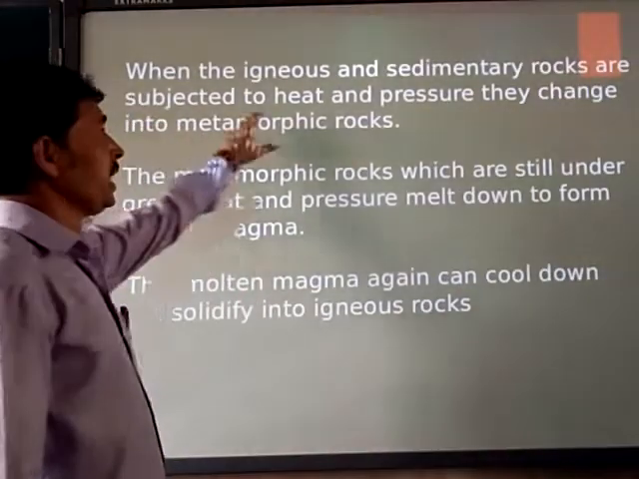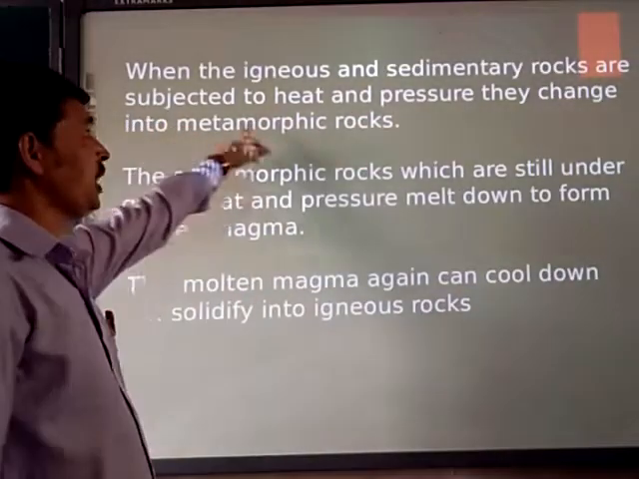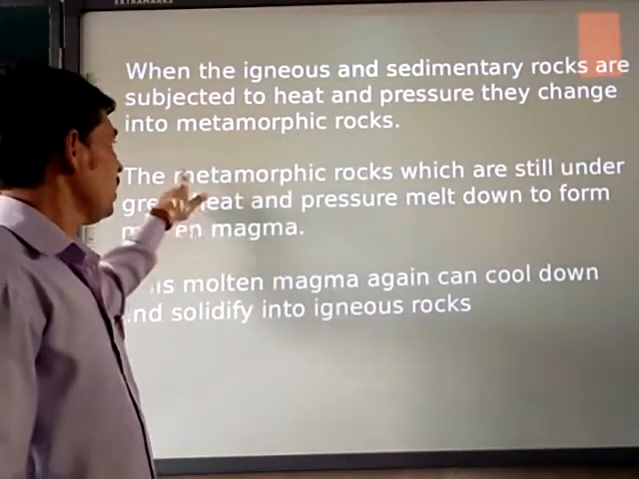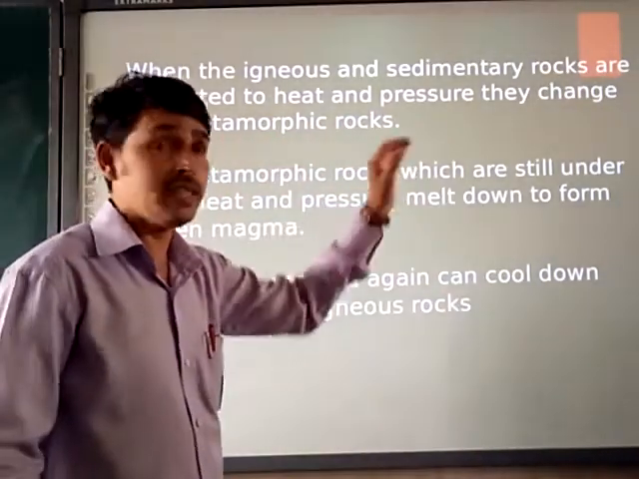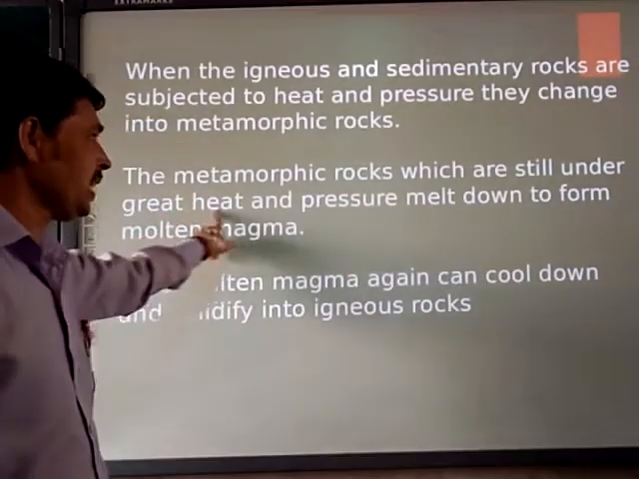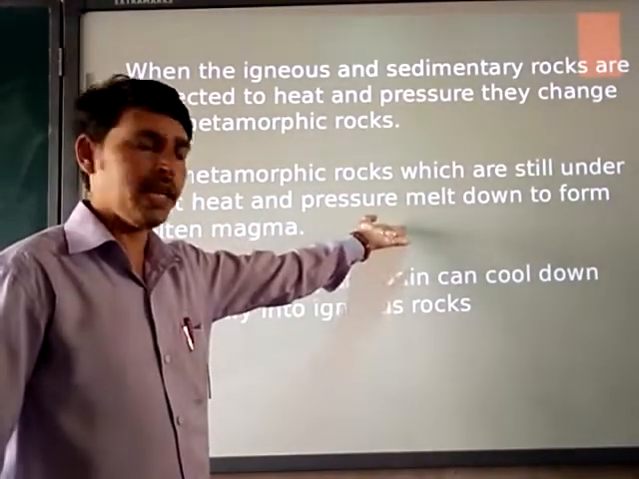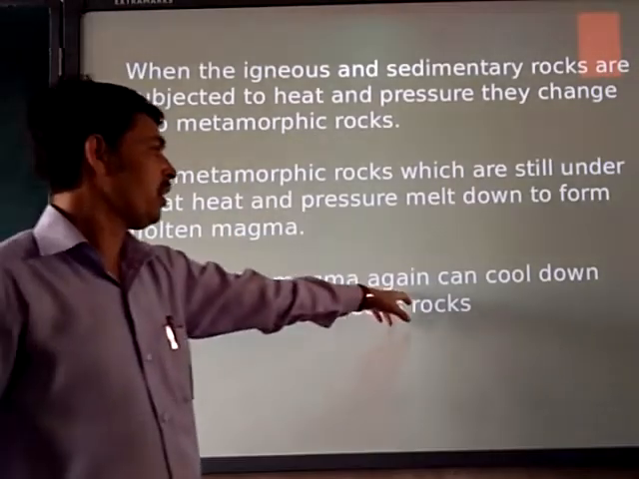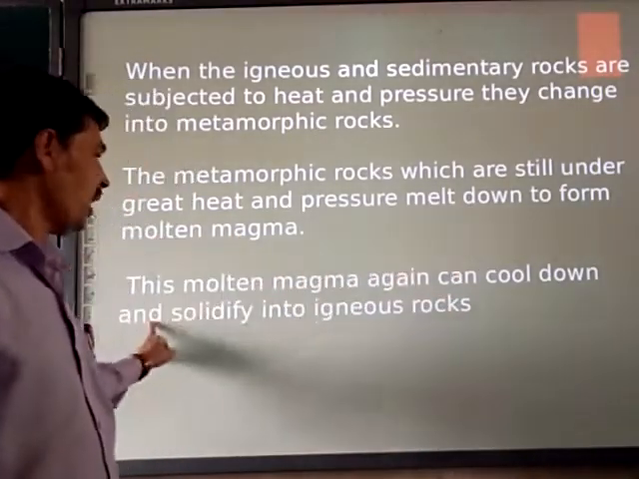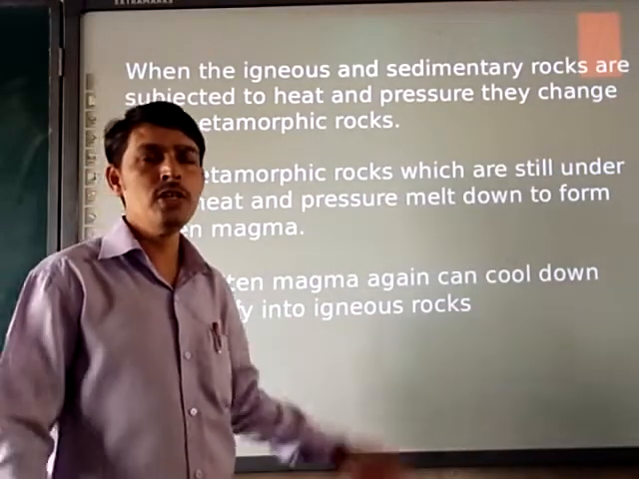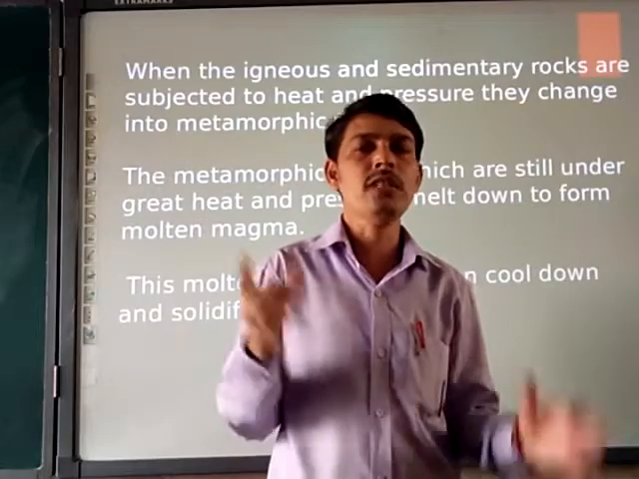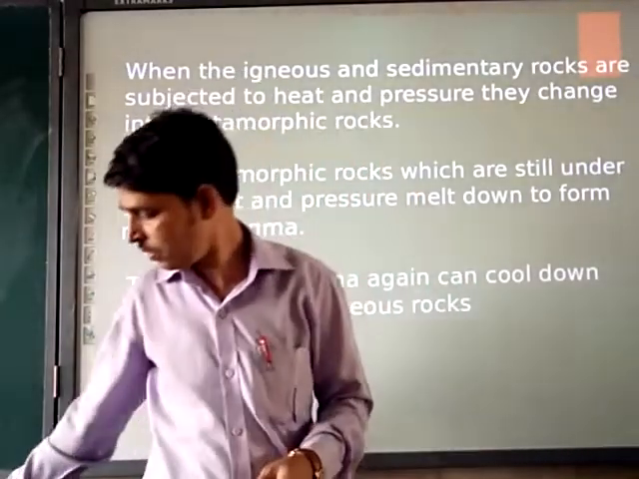Next, when the igneous and sedimentary rock are subjected to heat and pressure, they change into metamorphic rock. The metamorphic rock, which is still under great heat and pressure, melts down once again and forms molten magma. And this molten magma again can cool down and solidify into igneous rock. So the cycle will go on and on. So that is the rock cycle.